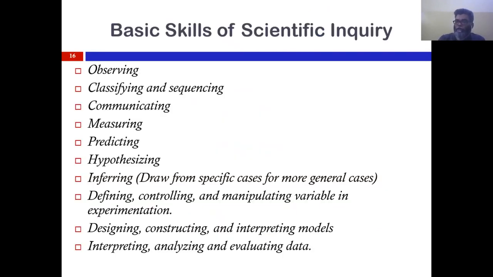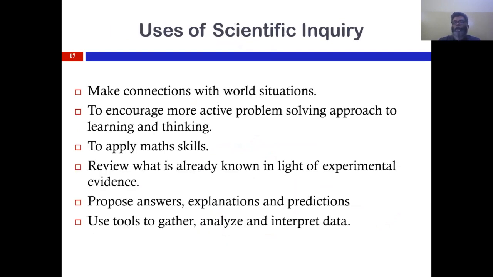The basic skills needed for scientific inquiry are observing, classifying, sequencing, communicating, measuring, predicting, hypothesizing, inferring, defining, controlling and manipulating variables in experimentation, designing, constructing, and interpreting models, and interpreting, analyzing, and evaluating the given data. The different uses of scientific inquiry: make connections with the world situation. So that means you are going to be a knowledgeable person.